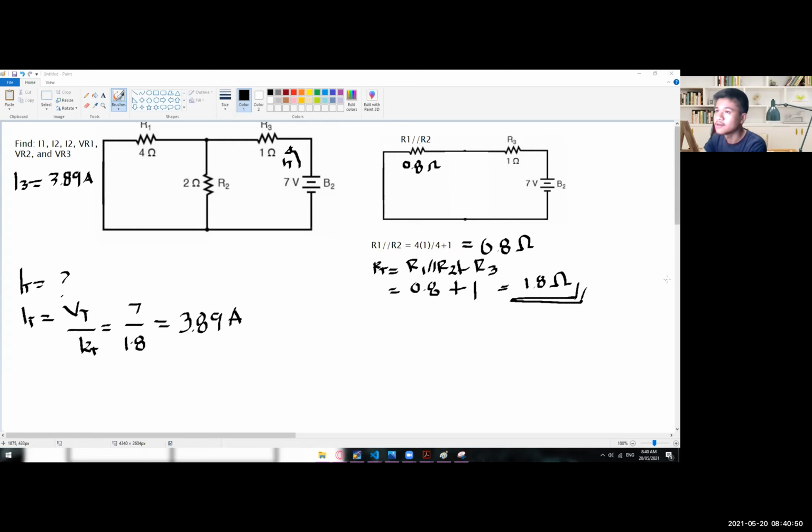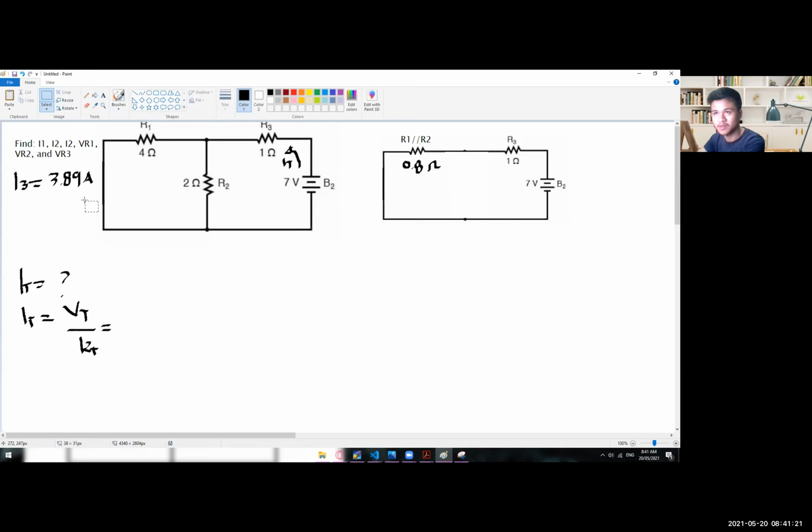Okay, wait a moment. 4 times 2. Oh, I see. I have a lot of mistakes. So thank you, Mr. Agustin and Mr. Mina. Where is my cursor? Right here. So this one should not be 4 times 1, but 4 times 2, and then divided by 4 plus 2. We have a lot of mistakes. Okay, let me erase this one, and also this one, and also that one.